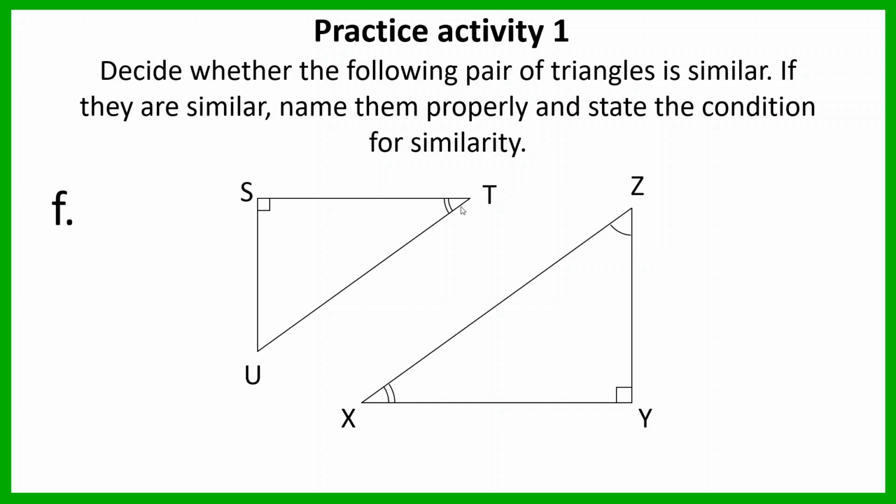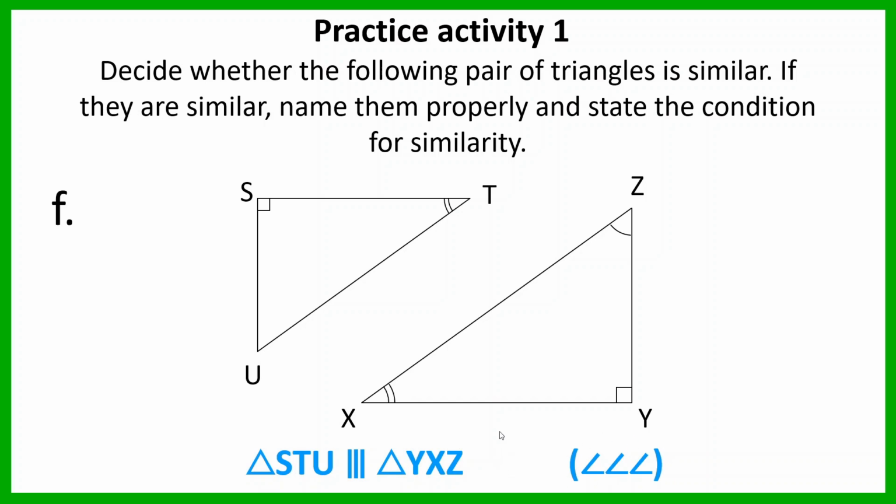If two pairs of angles in the two triangles are the same, then the third pair of angles in the two triangles has to be the same as well, because the angles in the two triangles both have to add up to 180 degrees. Okay, so these two triangles are similar. So I can say that triangle STU is similar to triangle YXZ, and my reason is angle, angle, angle.